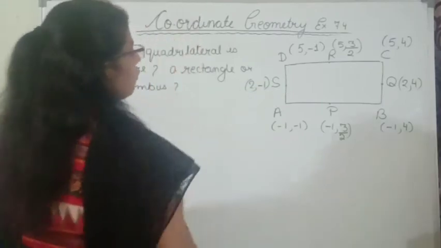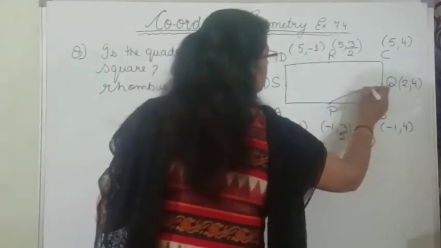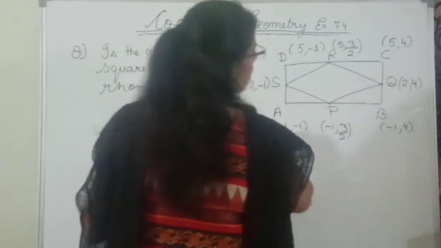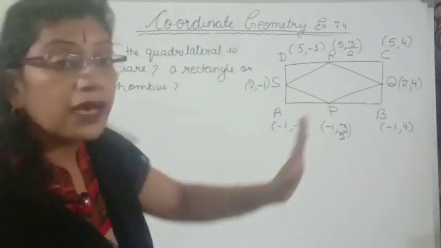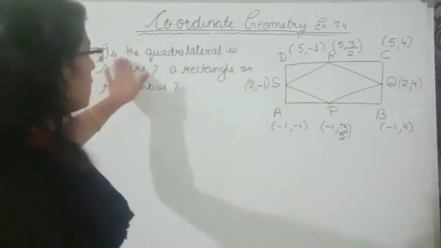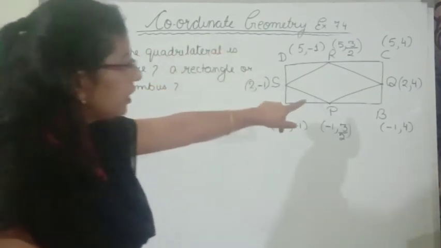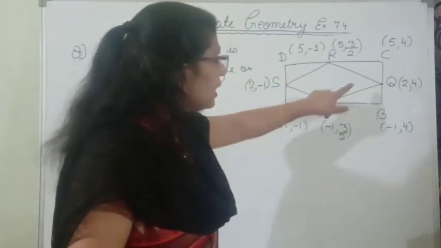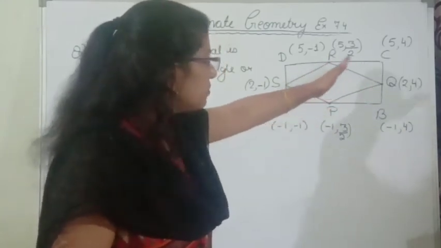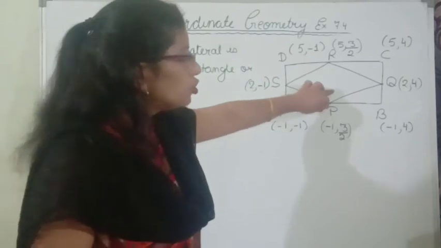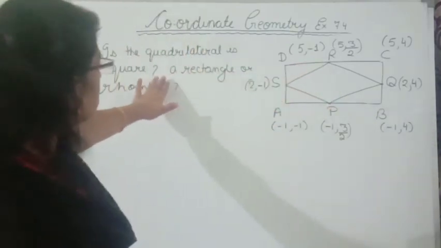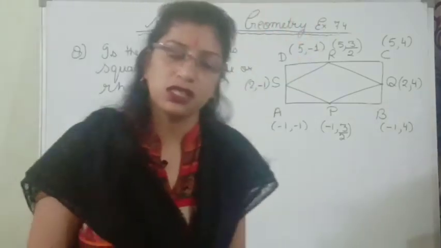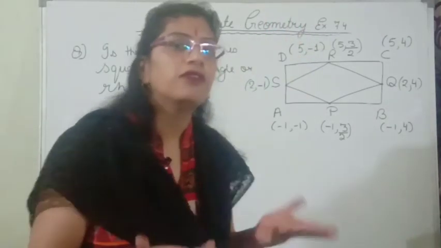Okay, so now what we'll do, let me join all these. PQRS I have joined. So now what they are asking you is: the quadrilateral formed by joining the midpoints of the sides AB, BC, CD and DA, whether this is a square, a rectangle or a rhombus. This is asked to you. So we have to find out.